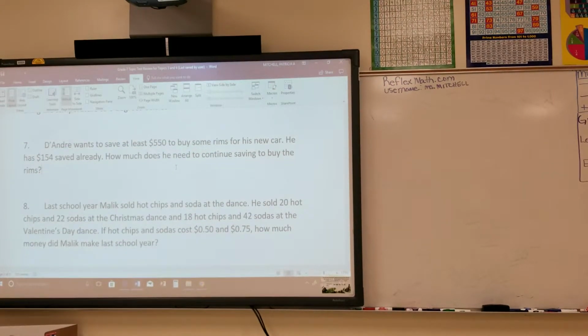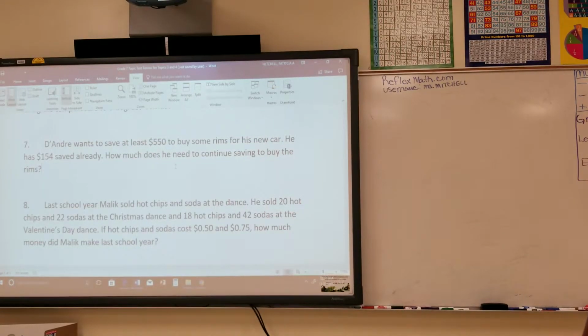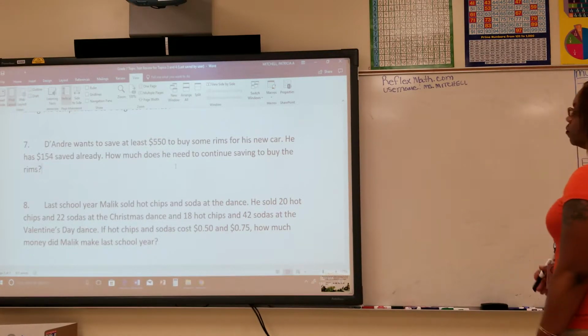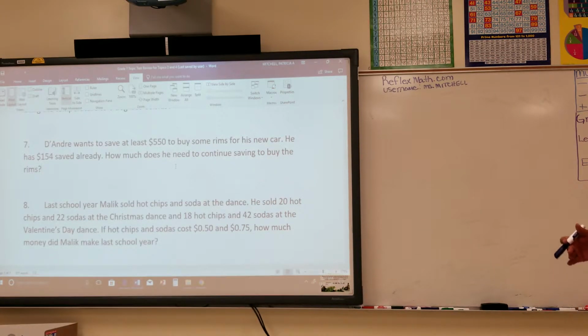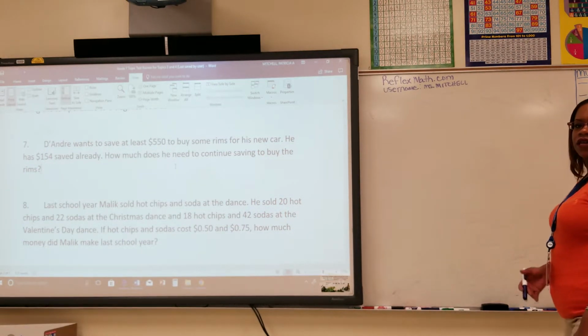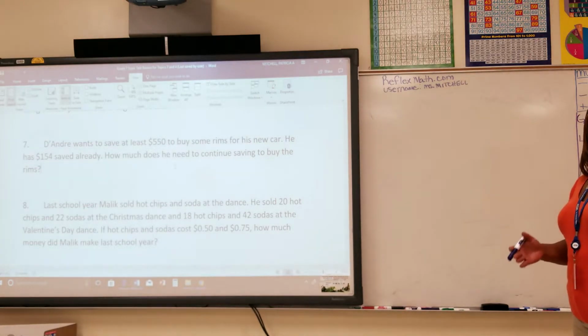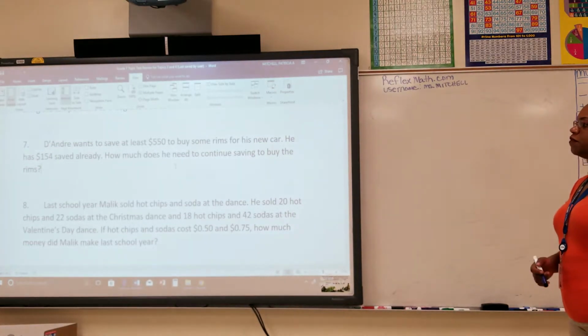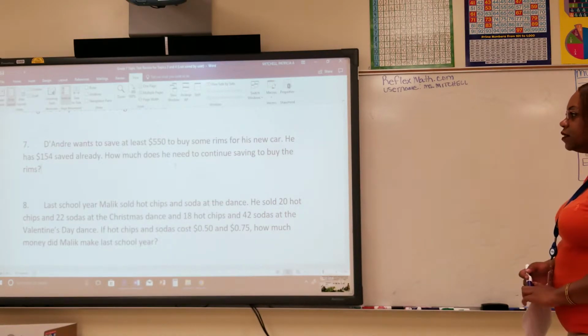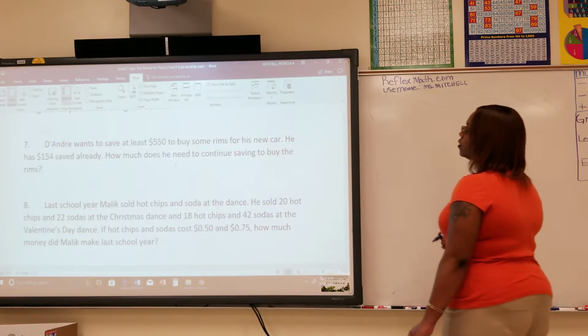All right, number 7. DeAndre wants to save at least $550 to buy some rims for his new car. He has $154 saved already. How much does he need to continue saving to buy the rims? So remember what I said about word problems. Read them over and over again until you understand what they want you to do. Then look at your options, because you need to know how to answer the question. Number 7 says DeAndre wants to save at least $550 to buy some rims for his car.